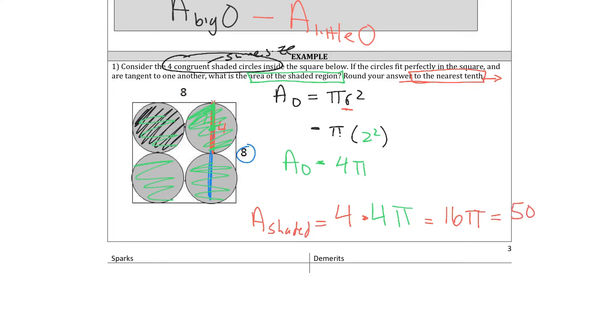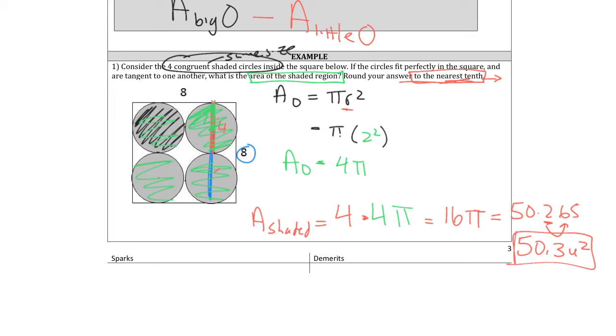And that's 50.265. And it's set to the nearest tenth, so I go 1 decimal place. Look 1 to the right, it's a 6, so that means round up. So it's 50.3 units squared. And that's the area of my shaded region, because I need 4 times 1 circle.